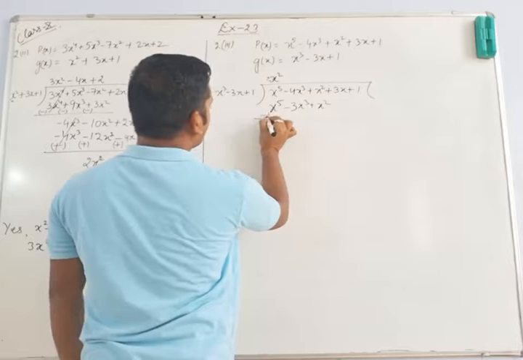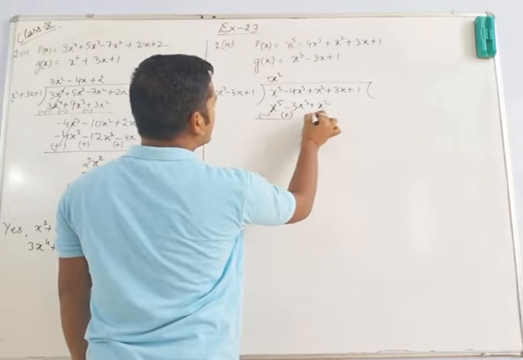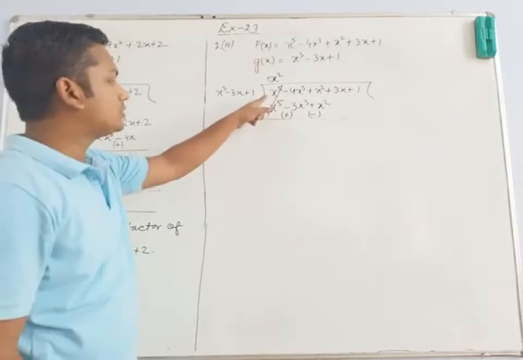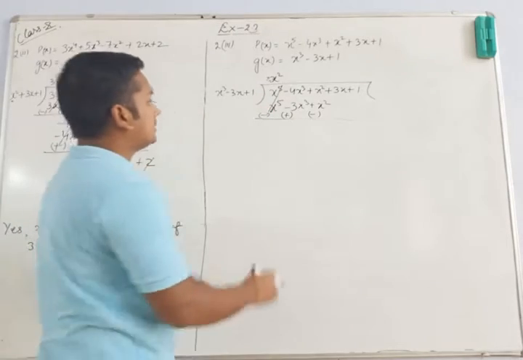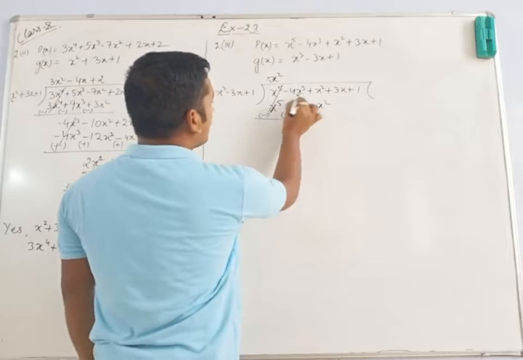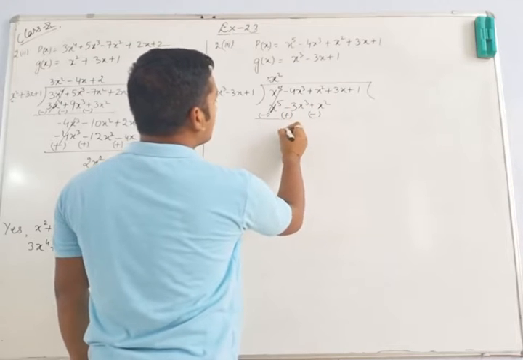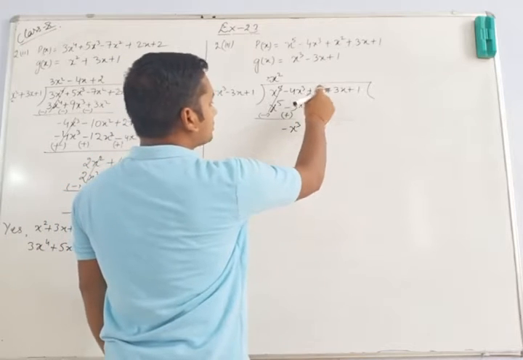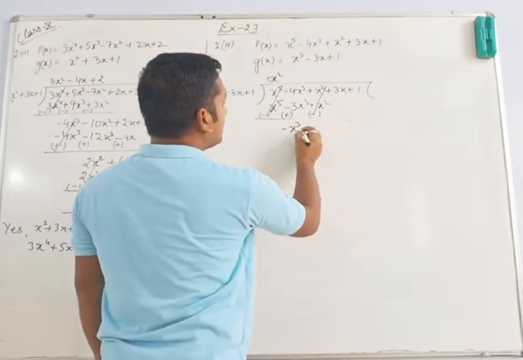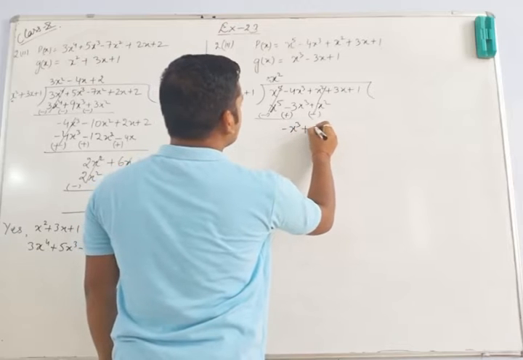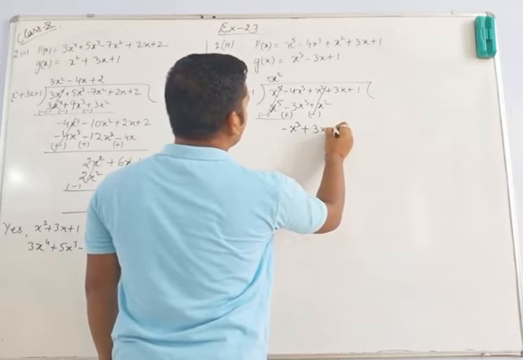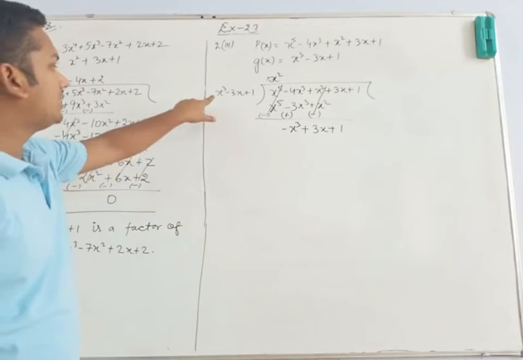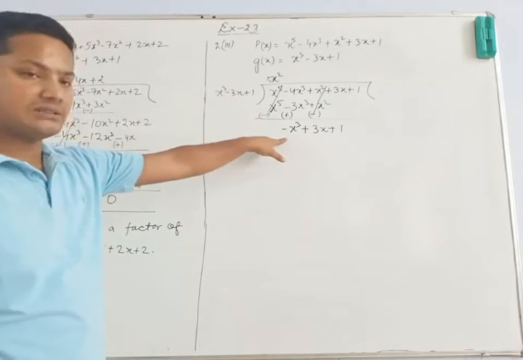Now it will become negative, this will become positive, and it will become negative. Now this will get cancelled out, one is positive, one is negative, both of them get cancelled out. And the second one, minus 4x cube plus 3x cube will give you minus x cube. And this is positive x square, this is negative x square, both of them will get cancelled out, plus 3x plus 1.